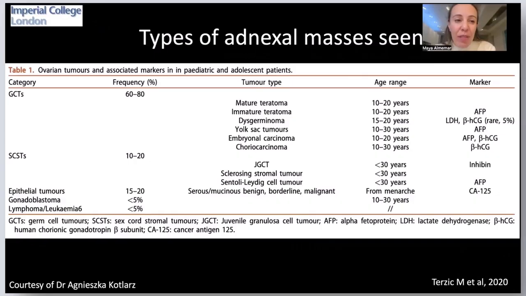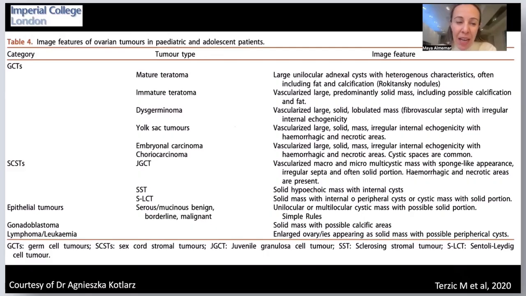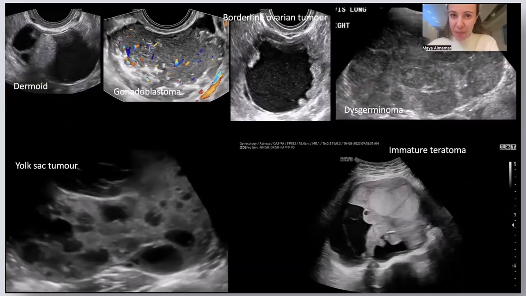In terms of the other types of lesions you might see, you'll see here that the most common is a germ cell tumor, such as mature teratoma or immature teratoma, followed quite quickly by the sex-cord stromal tumors, such as the Sertoli-Leydig tumors or granulosa cell tumors, and of course the epithelial tumors, and the others seem to be more rare. This is a table that very nicely summarizes the different histological subtypes of adnexal lesion you might see in a pediatric and adolescent patient and their typical imaging features.